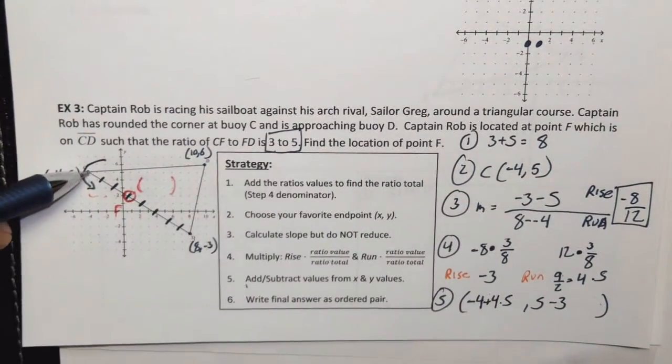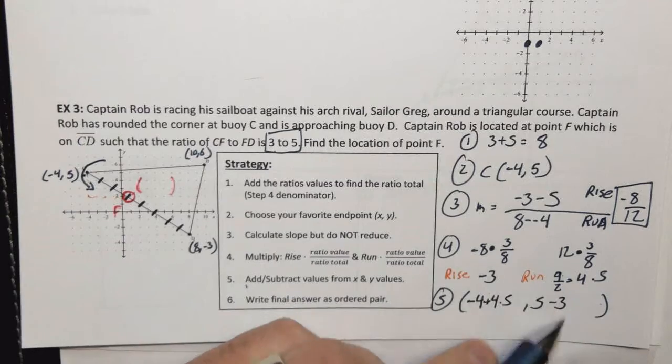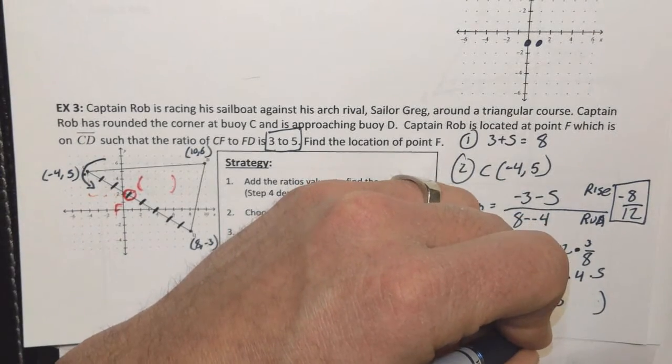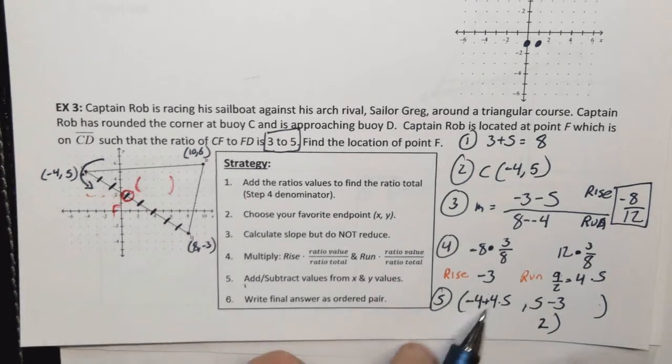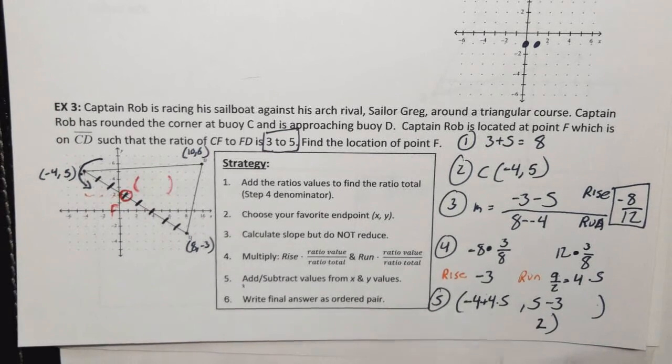So I'm doing the same things. I'm going to come down 3, and I'm going to come down 3 by doing 5 minus 3, which is going to take me down to 2. And then I'm going to travel over to the right, 4.5, and I'm going to do that by doing this piece of addition right here.